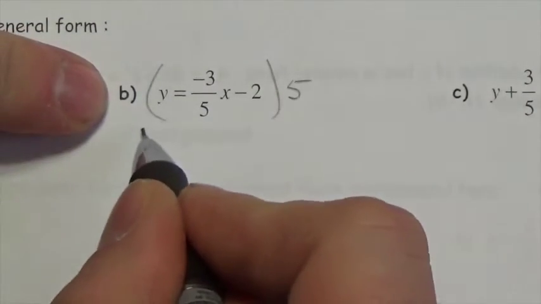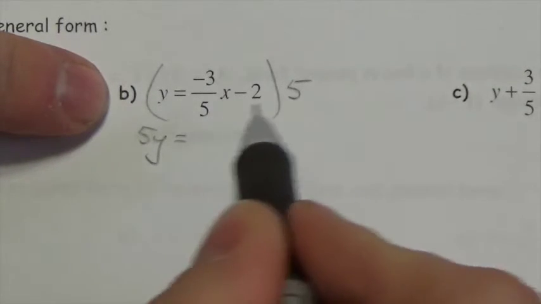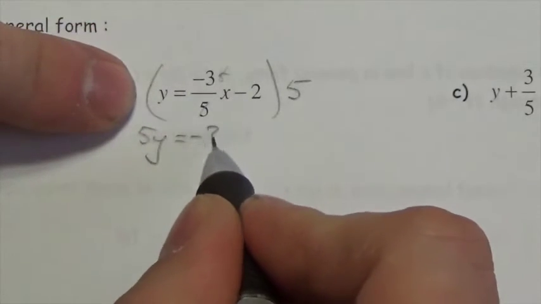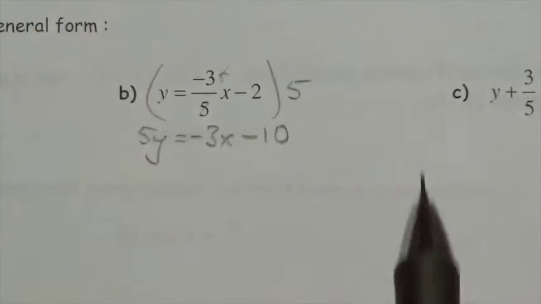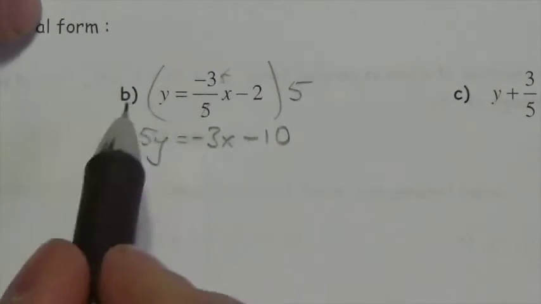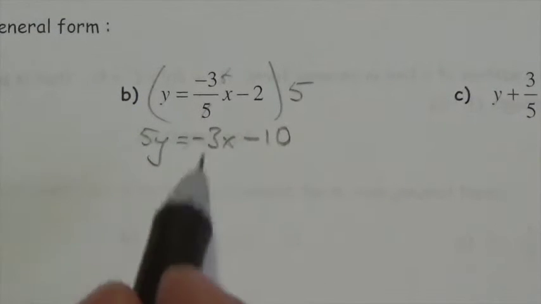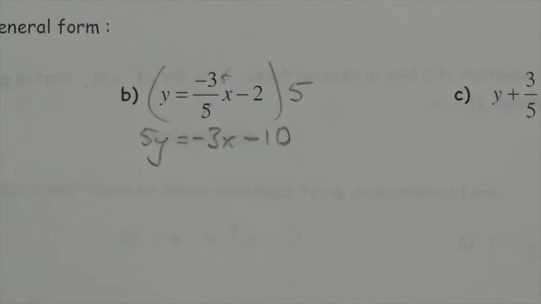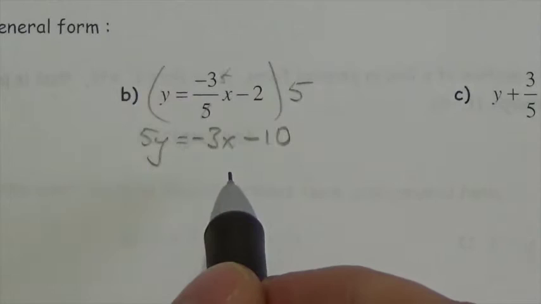So 5 times y is going to be 5y. Negative 3/5 times 5. I've put a 5 up here. Those 5s cancel. I'll be left with negative 3x. And then 5 times negative 2 will be negative 10. Now, multiplying by 5 really doesn't change the relationship here, but it does allow me to get rid of the fraction here. Now, I would like to put this in general form, meaning the coefficient of the x, I would like that to be positive.